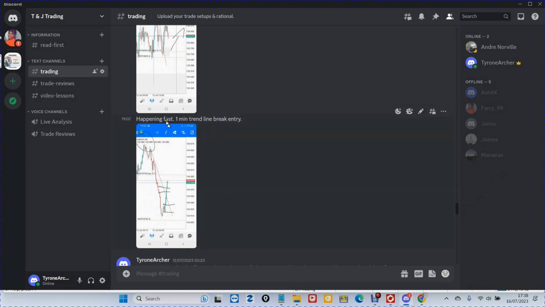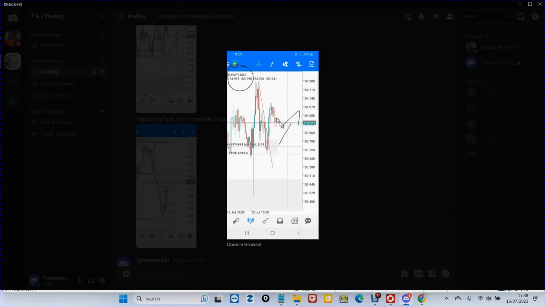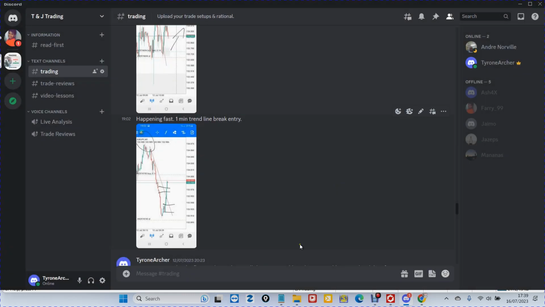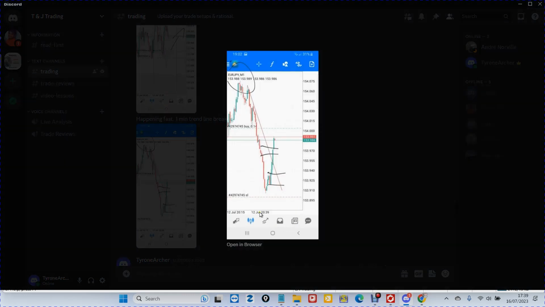Here we go. Right, okay, Euro Yen 15 minute. That was the buy limit. In the end, I decided to buy, but it was at 154 and 153.90 odd that my stop loss was. So this was a little bit later. This was on the 12th, but late in the evening.